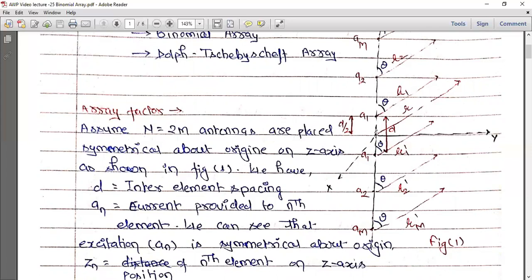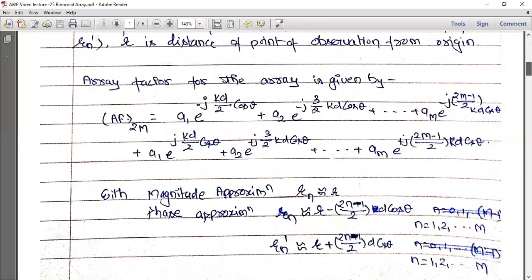We had already found that for any of these antennas, suppose you talk about the first antenna placed at a distance d by 2, what is the relation between R1 and R? If point P is in the far field, R1 and R are approximately parallel to each other. In that case, R1 can be written as R minus d by 2 cos theta, and similarly R1 dash can be written as R plus d by 2 cos theta. We have verified these results many times already, that's why I have just written them over there. I will come to this point a little bit later.